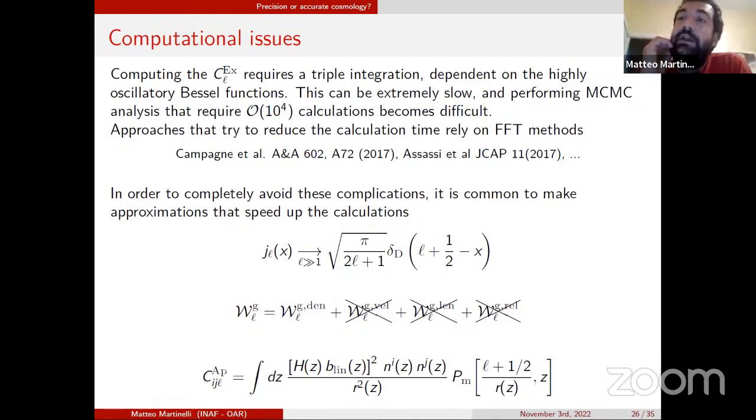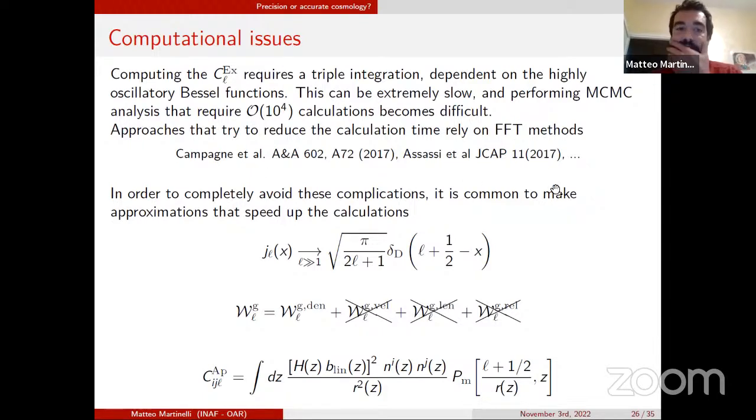This is the issue. And this is an issue because I want to use this prediction to run MCMC, to run chains for different values of cosmological parameters that are like 10,000 iterations, for example. And if I have something very slow, done 10,000 times, it's kind of difficult to go to the end of it. There are some approaches that try to reduce the calculation time using fast Fourier transform, for example.